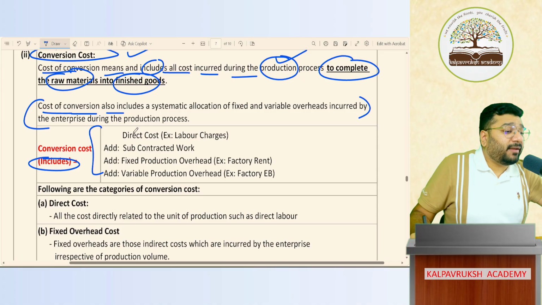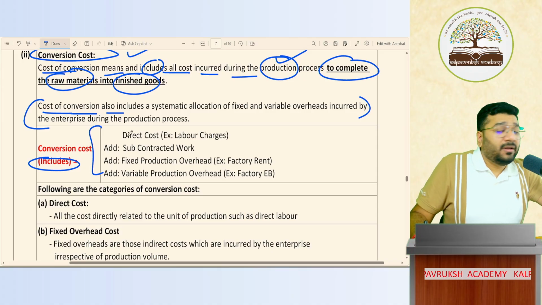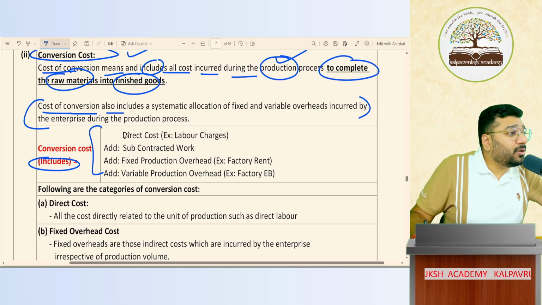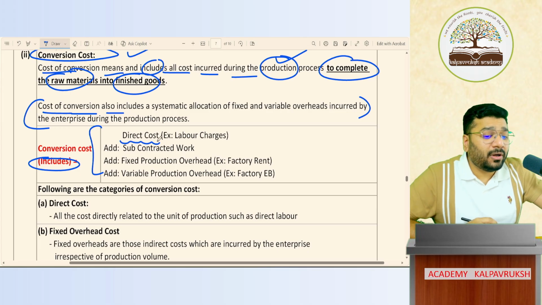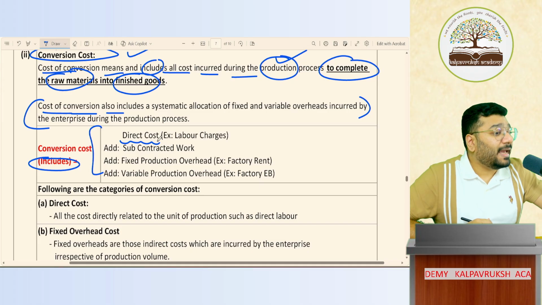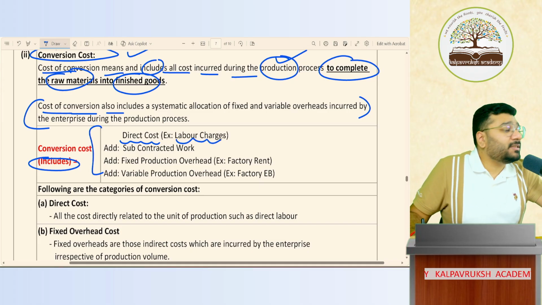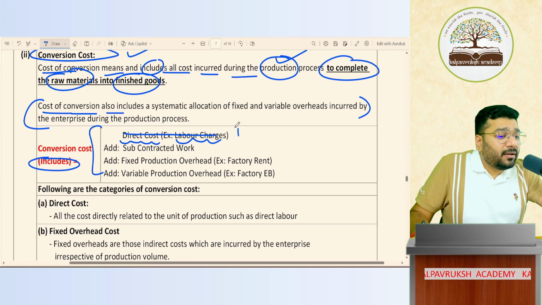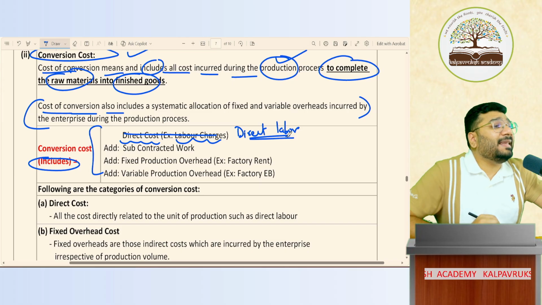Now, what is the first point they're trying to say? The first item of conversion cost is direct cost. What is it called? Direct cost. Direct cost means what here? Labor charges. In fact, the correct term is direct labor.